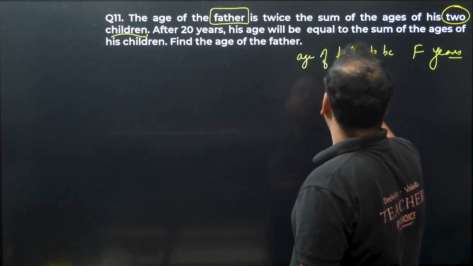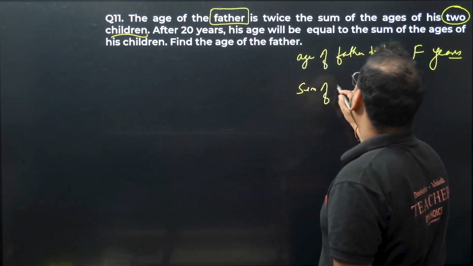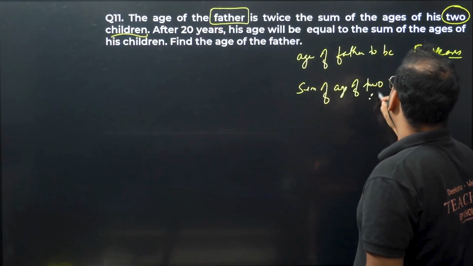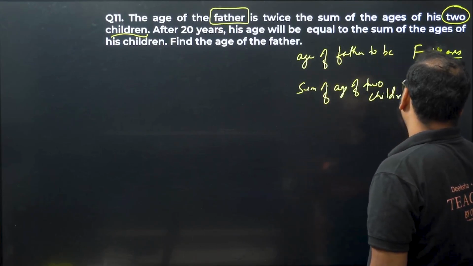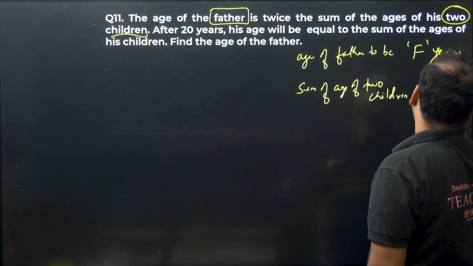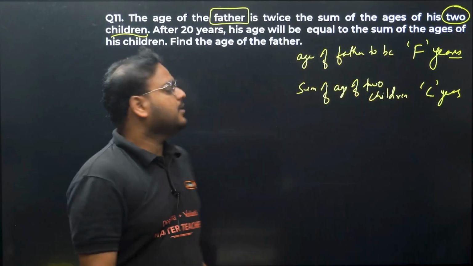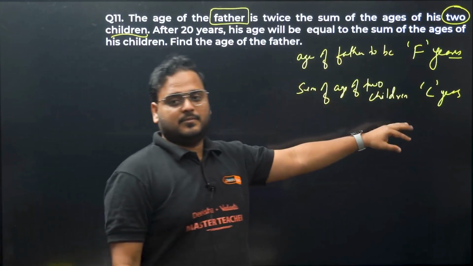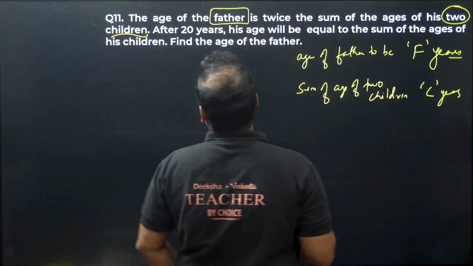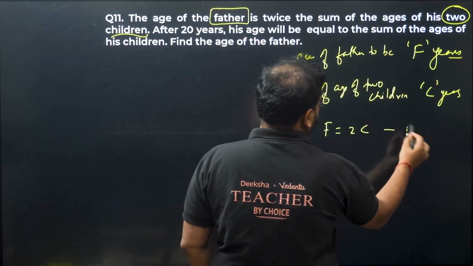Then the sum of the ages of two children will be what? Let's call this c. This is f, this is c years. Please check now. I hope this is visible. So I've taken the variables as f and c. Now check the conditions. The age of father is twice the sum of the ages of its two children. Means f is given as 2c, my first equation.